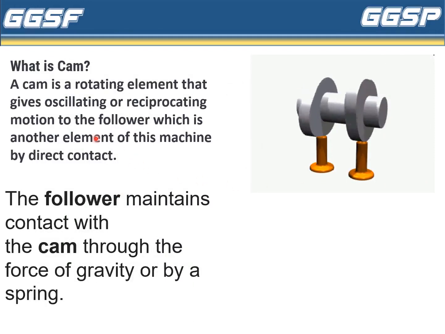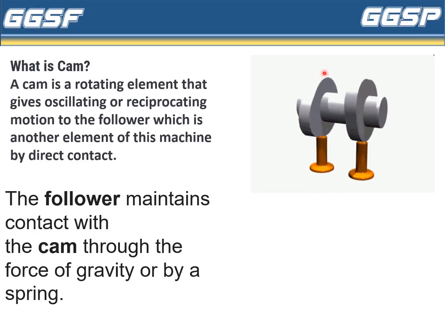Now let us see what is meant by a CAM. Obviously, a cam is a rotating element that gives oscillating or reciprocating motion to the follower, which is the another element of this machine, by direct contact. Now here is a cam which is mounted on the camshaft and this is a follower.